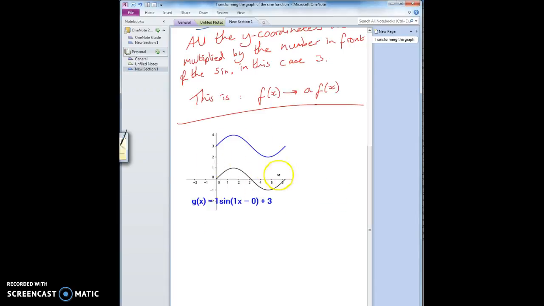So in this case here, this is the original sine function, and the blue function has been transformed. This time we've added 3. So g of x is 1 times sine of x plus 3. And what you'll notice is that all of these distances here, the vertical distance between those two functions, is always 3 units. Okay, so this black function has actually moved up by 3 units to get to where the blue function is.